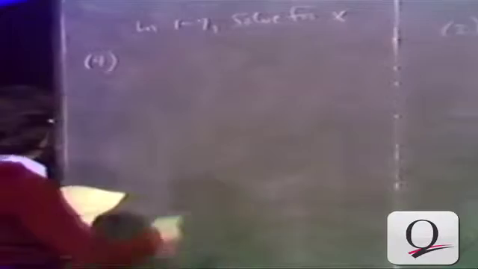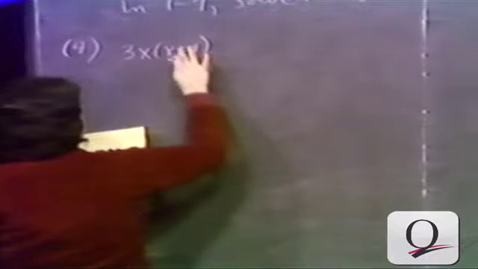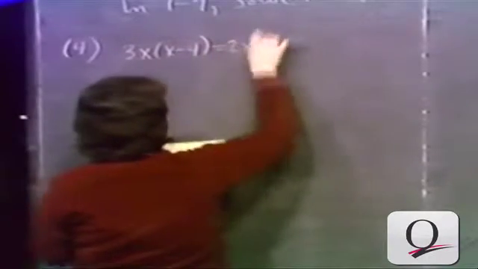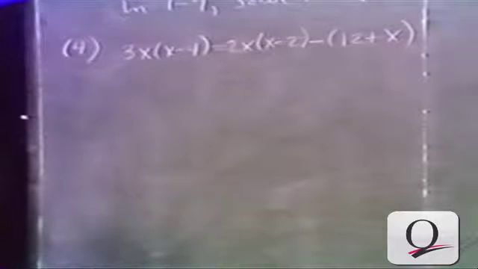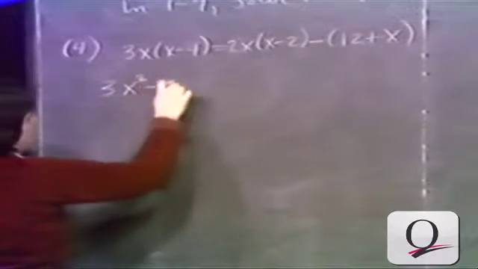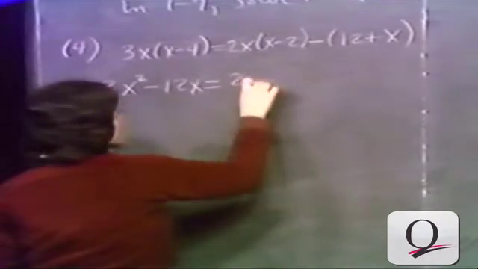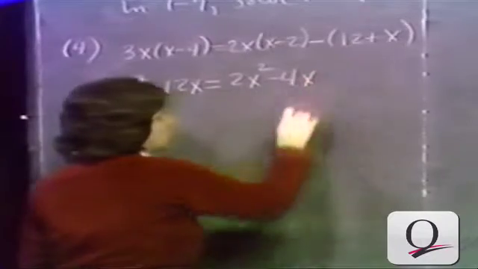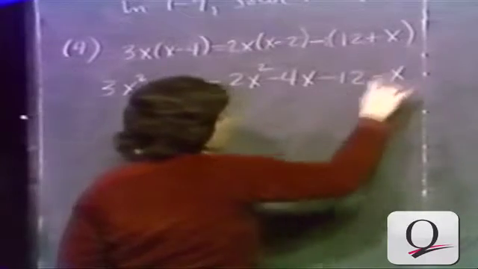In problem number 4, we have the following equation: 3x times x minus 4 equals 2x times x minus 2 minus, in parentheses, 12 plus x. Okay, we distribute 3x through the parentheses, giving us 3x squared minus 12x equals, distribute the 2x through the parentheses, 2x squared minus 4x, and finally minus 1 to be distributed through the parentheses, minus 12 minus x.